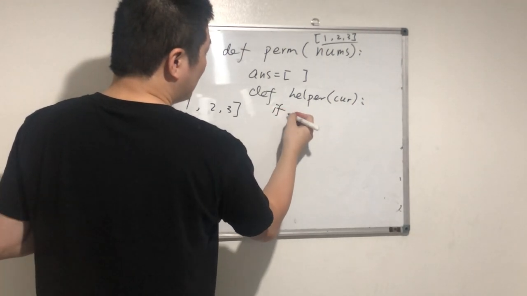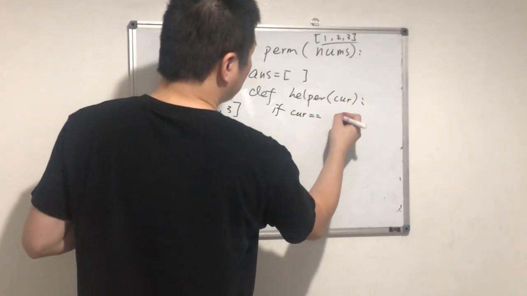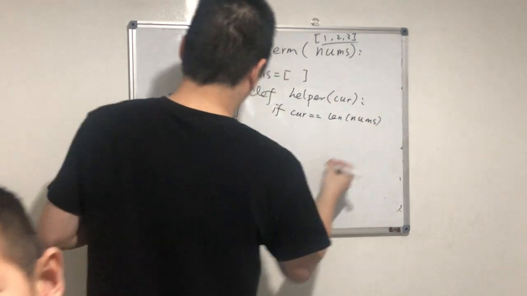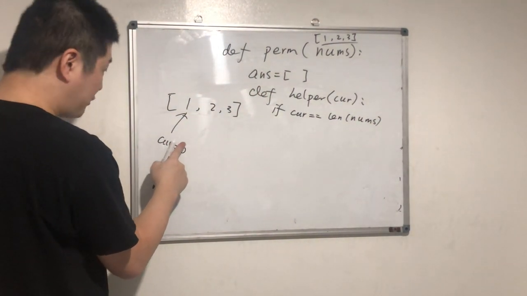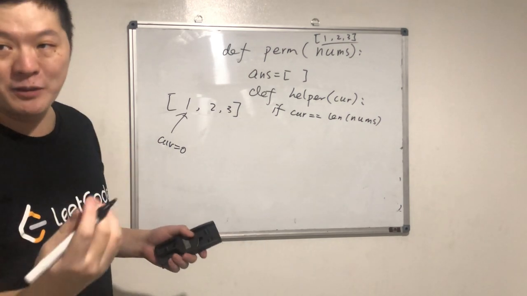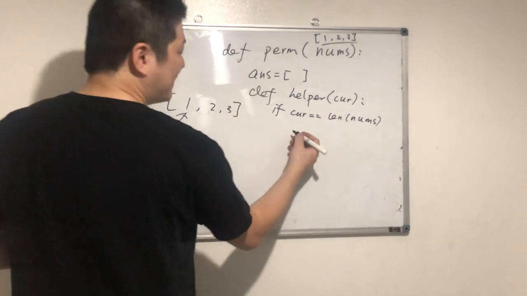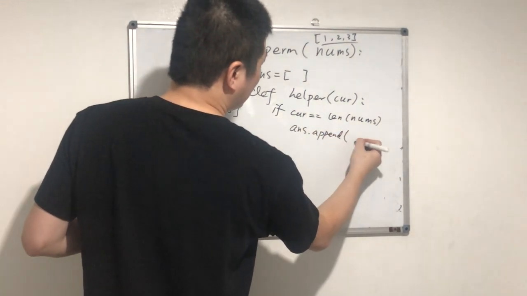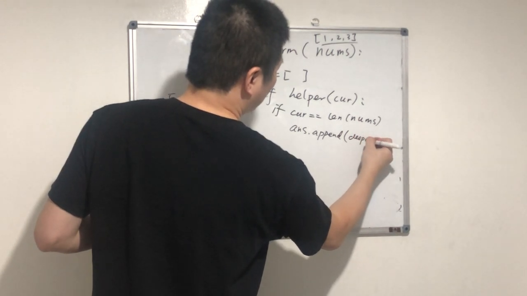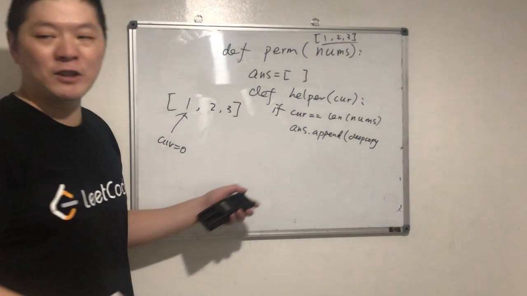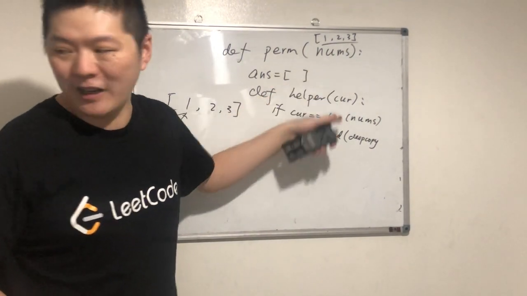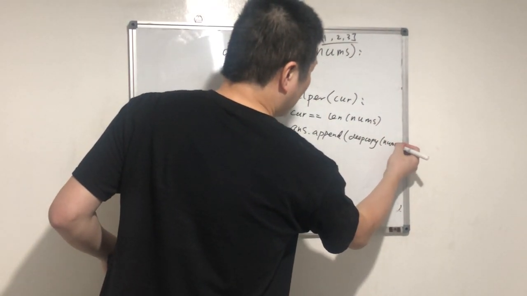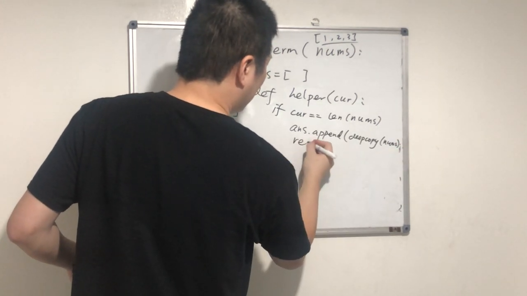Look, if current equals the length of nums, if the current index is reaching the end, then we have one permutation, and we need to add it into the answer. So answer append, and let's take a deep copy. Remember, we need to take a deep copy, because if you don't, you just copy the reference. We don't want that. So deep copy nums, and then return. That's it.